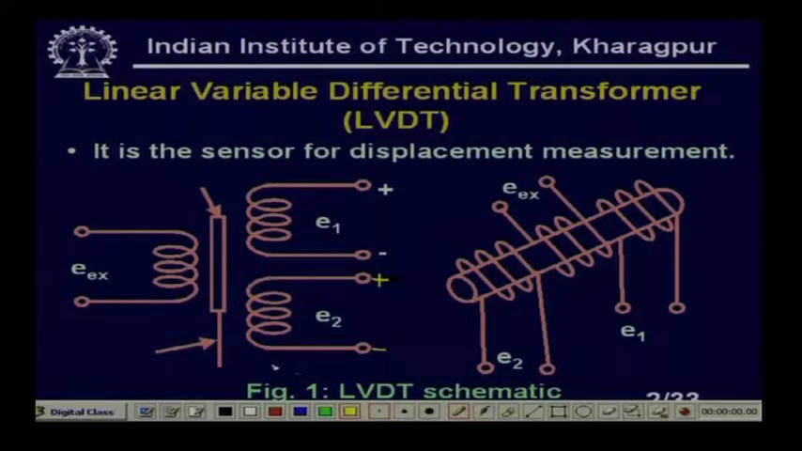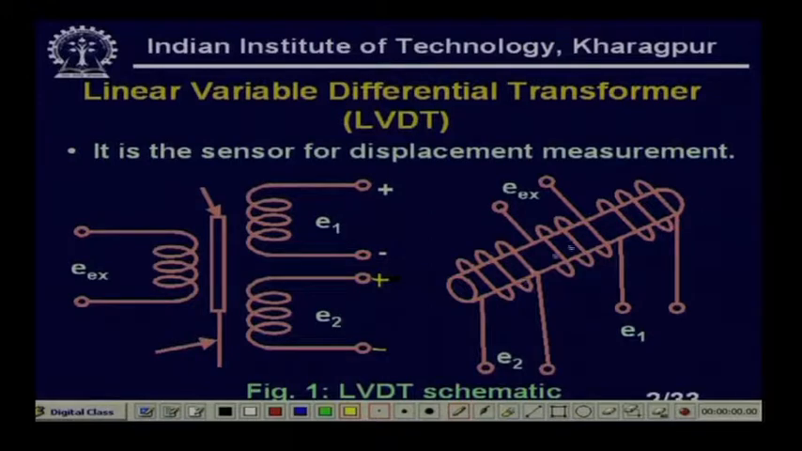So, the excitation voltage will come here, an AC excitation voltage, any voltage between 3 to 15 volts and 50 to 20 kilohertz, and 2 different secondaries. Here we can see the basic construction. You see here on a bobbin the primary is wound and the 2 secondaries are wound in this fashion, right.